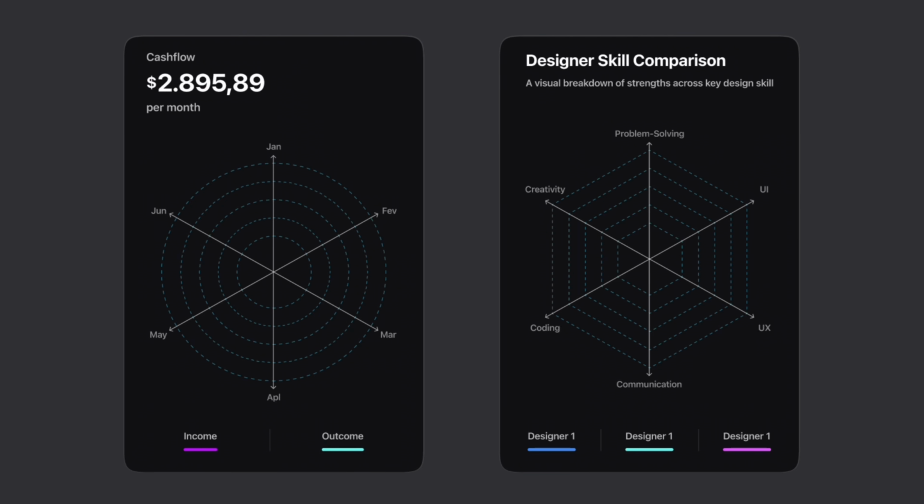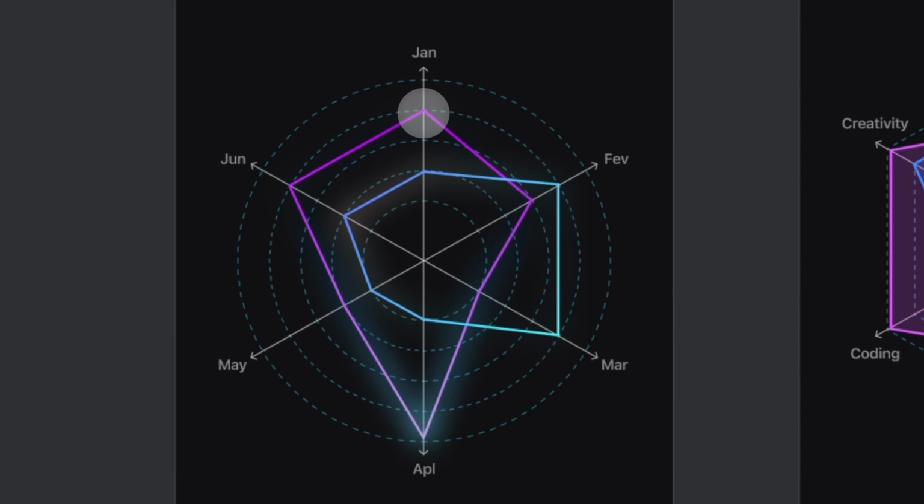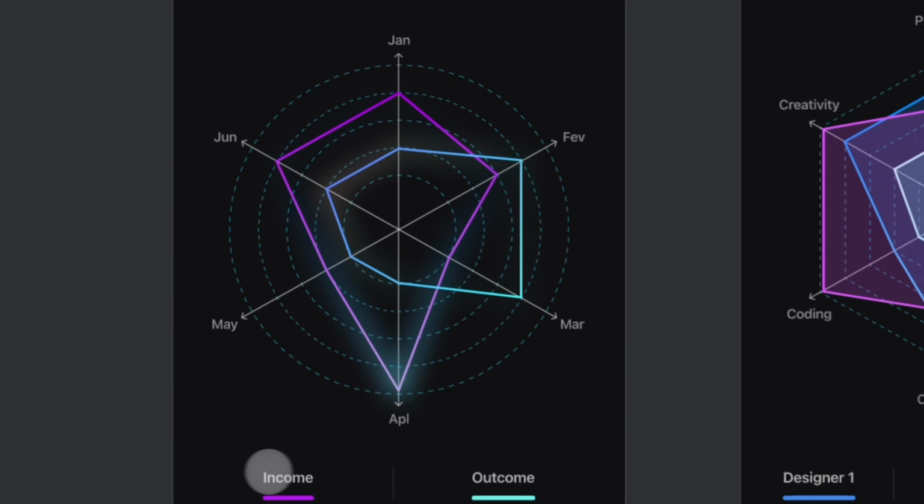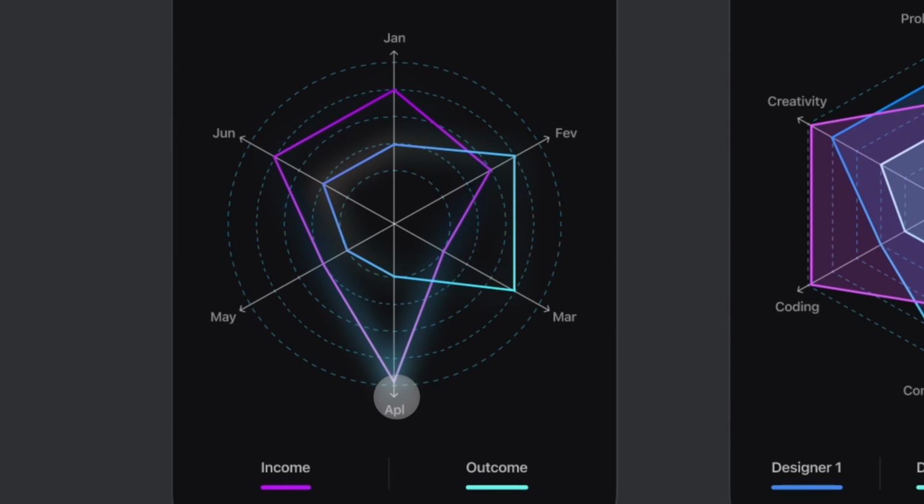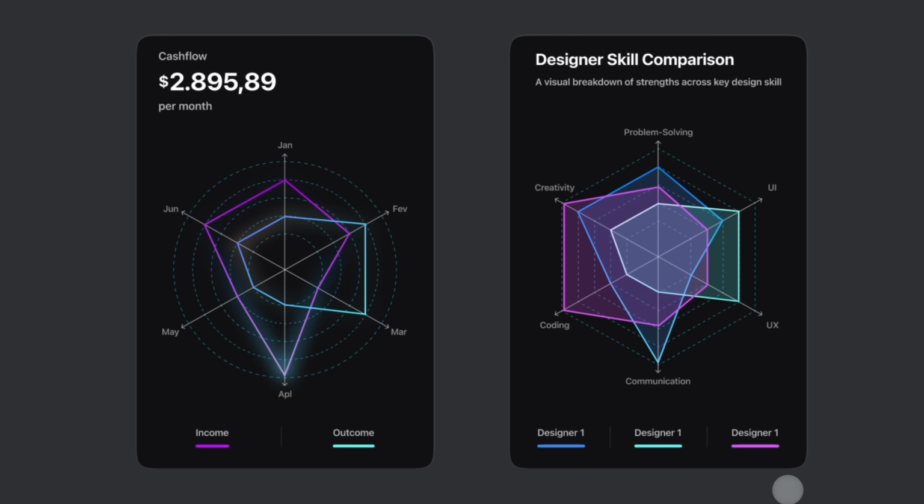And finally, we have the values. These are the data points placed along each axis. Different colors are often used to separate and compare different sets of data clearly. And that's it. These simple elements come together to create a radar chart.